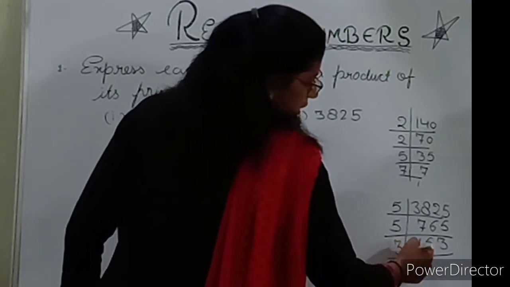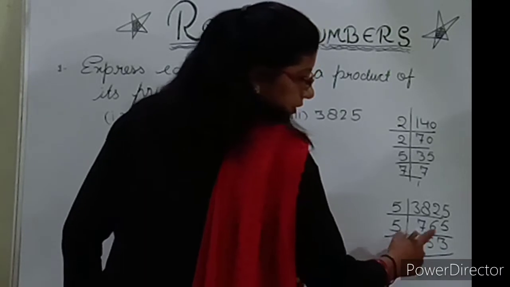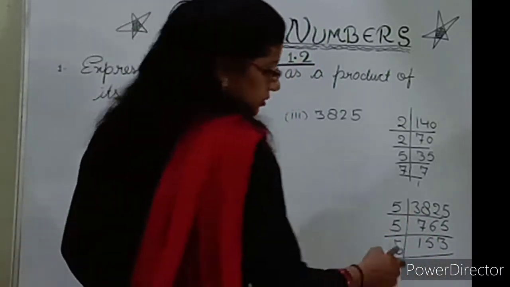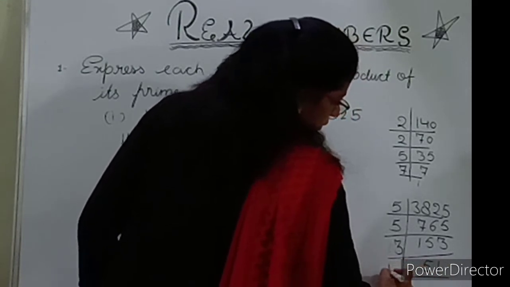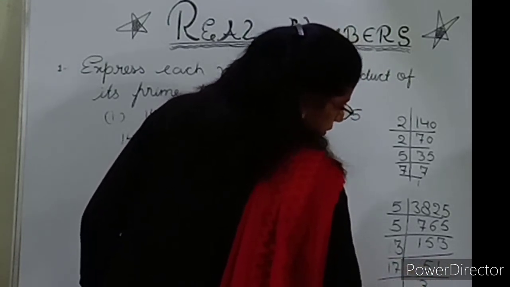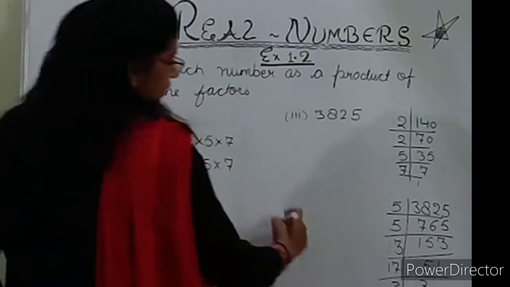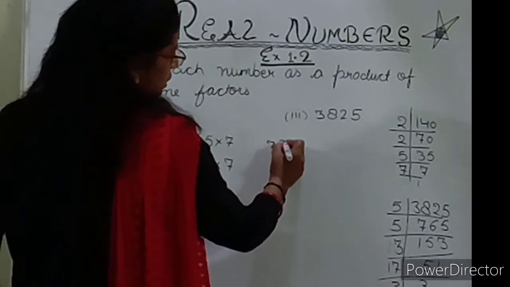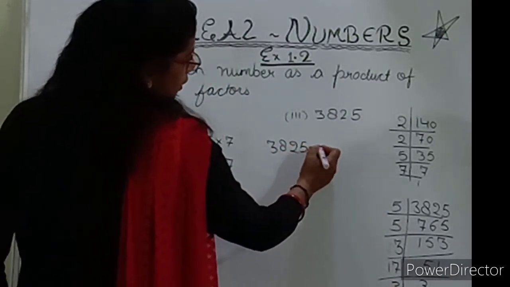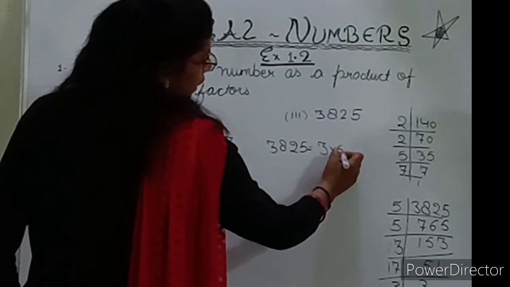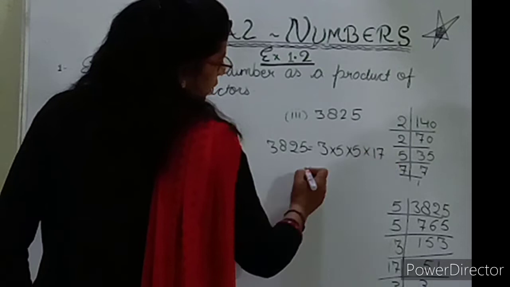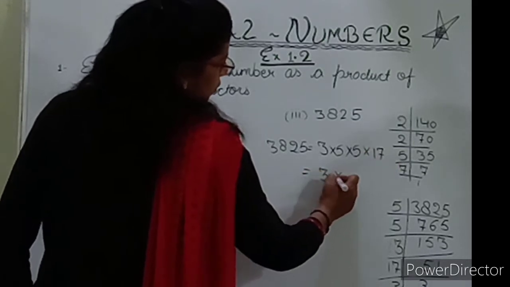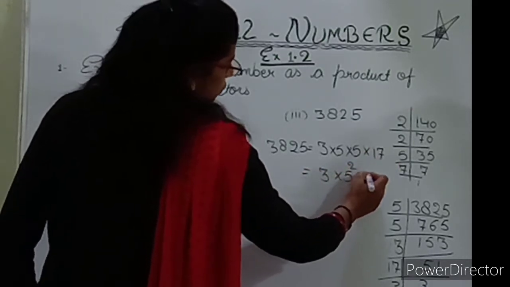Okay, so when we add these digits 5, 6, 7, 8 and 1, 9, the addition is 9, it is divisible by 3. 3 5s are 15, 3 1s are 3. Then 17 3s are 51, 3 1s are 3. So what is the prime factorization of 3825? It is 3 into 5 into 5 into 17. So we can write it as 3 into 5 square into 17.